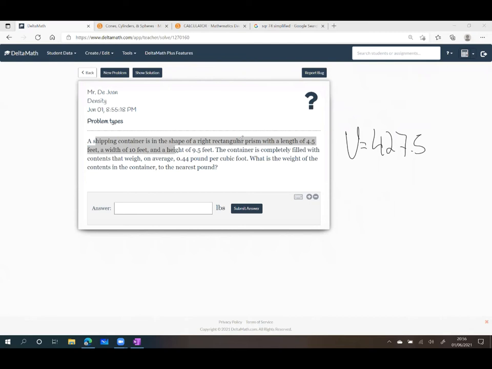It's also saying that the container is completely filled with contents that weigh 0.44. So in this case, as you can see, it's giving us the density. So what is it that we're missing? The mass, weight. So we know that 0.44 is equal to the mass divided by 42.75. Well, how are we going to find the missing variable, the mass? Times that number by 0.44.